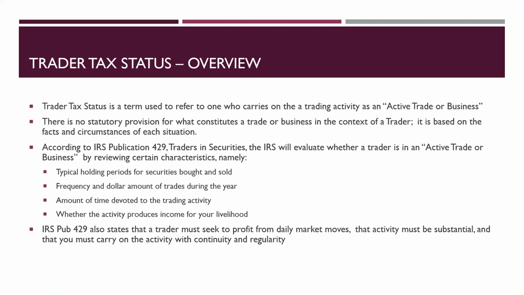According to IRS Publication 429, the IRS will evaluate whether a trader is an active trade or business by reviewing a variety of characteristics. Namely the holding periods for securities bought and sold, the frequency and dollar amounts of trades during the year, the amount of time devoted to the trading activity, and whether the activity produces income.